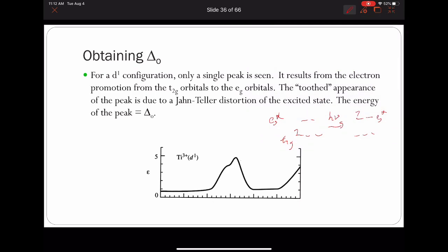So this can be followed by a Jahn-Teller distortion, and I'm just going to focus on the eg* since that's the one we're most interested in. And this will give us a stabilization in that eg* set of orbitals, providing us with this toothed appearance. This is going to be a common feature that we observe. It's important to recall that a Jahn-Teller distortion can occur anytime we have degeneracy in the eg* set of orbitals.